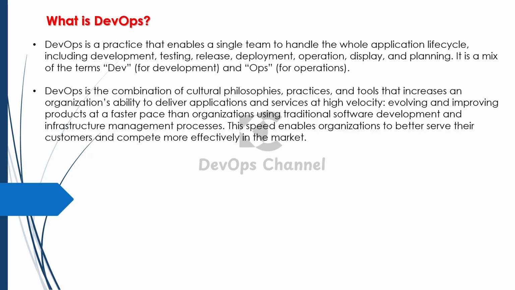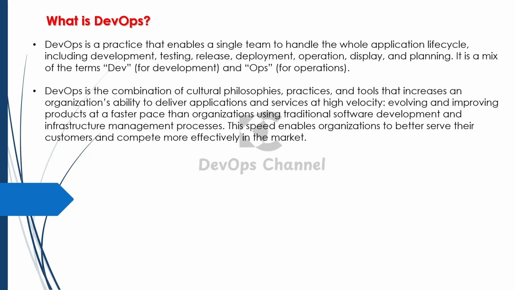Okay. And as we have already discussed, it is a mix of terms. Dev means development and ops means operations, right? So DevOps is the combination of cultural philosophies, practices, and tools that increase an organization's ability to deliver applications and services at high velocity. So we are following a continuous approach, but it does not mean it is providing a bad product or working at slow velocity. No, it will be fast and it will also be a good quality product, evolving and improving the product at a faster pace than organizations using traditional software methods, right? So basically this speed with DevOps fastens our process for deploying the product. It enables the organization to better serve their customers and compete more efficiently in the market.